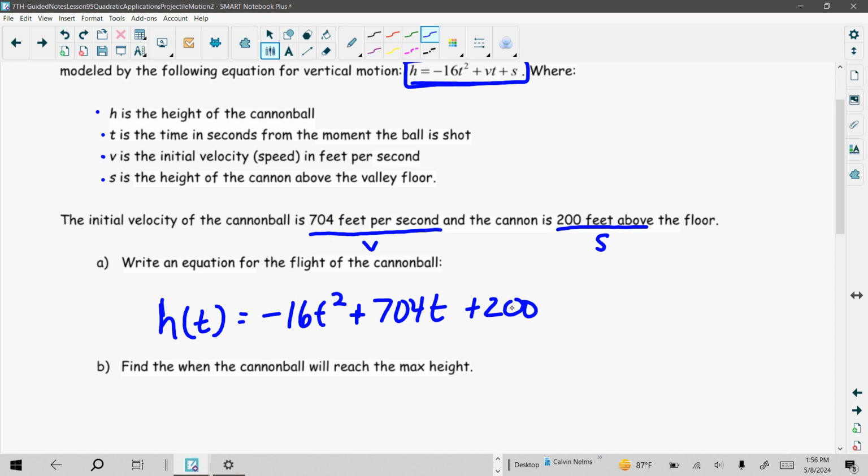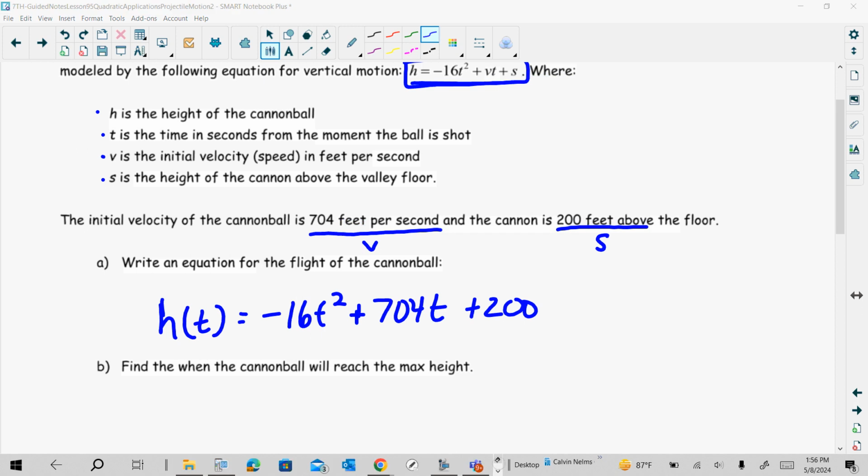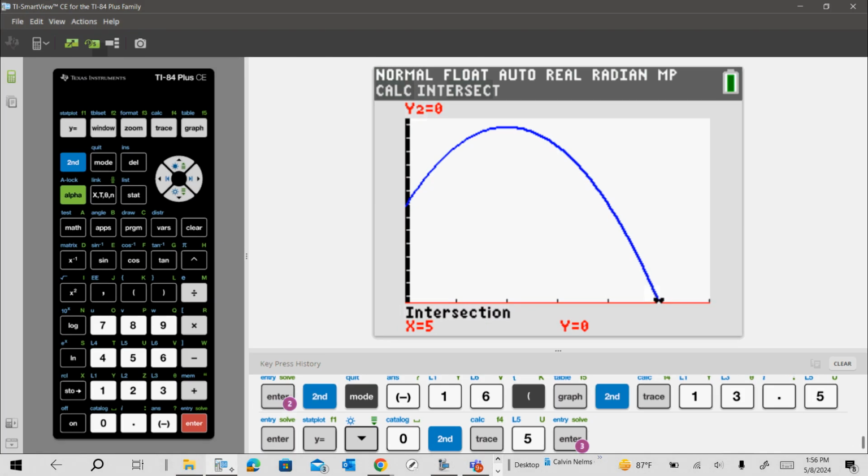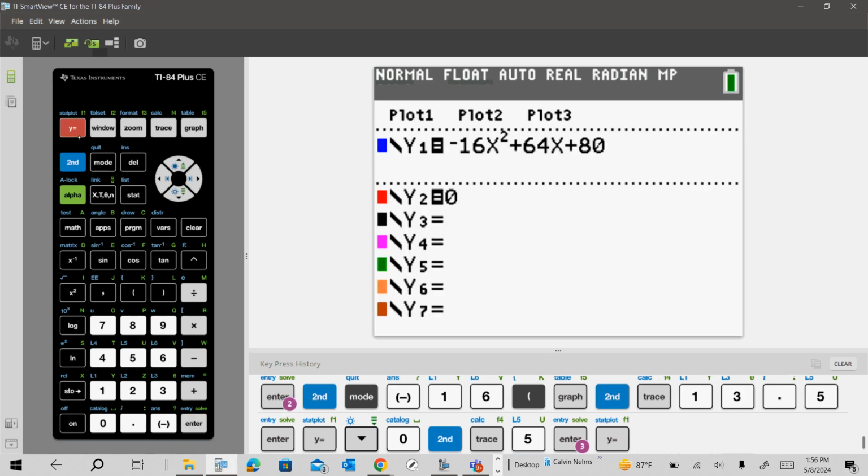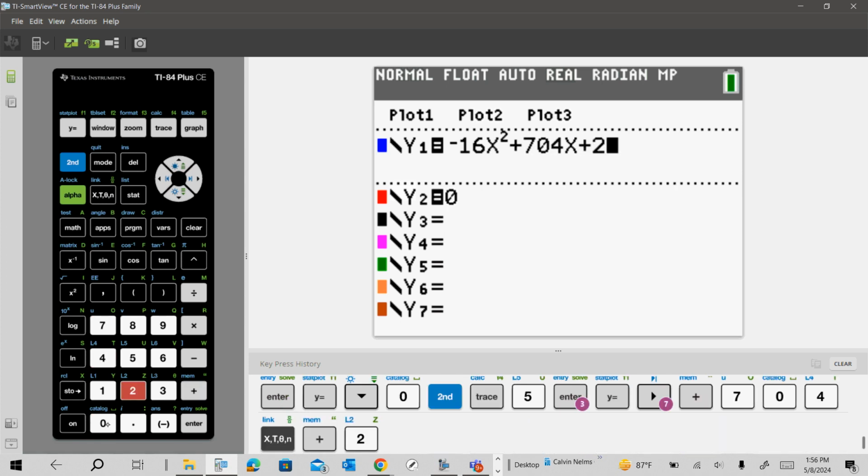This is find when the cannonball reaches a maximum height. All right, so let's put this equation into our calculator, and I'm going to talk about some other problem solving tools you have on your calculator. So I need to do plus 704x and then plus 200.